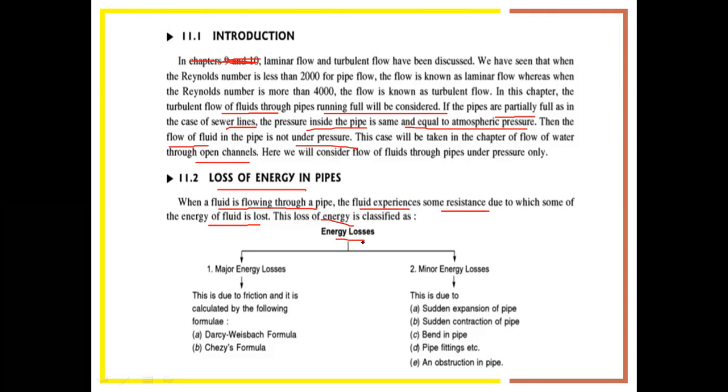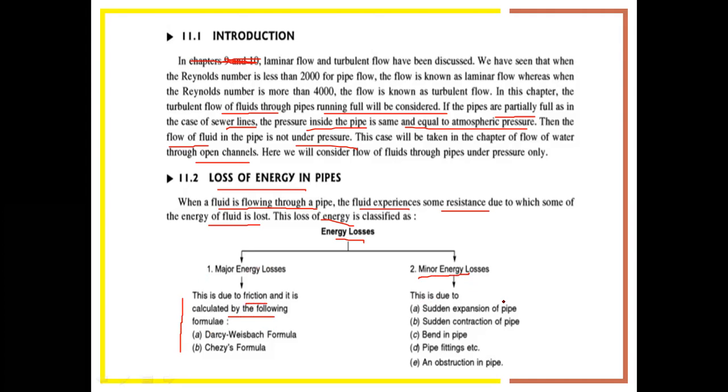The energy losses are classified into two types: one is the major energy loss, the other is the minor energy loss. The major energy loss, which we have discussed, is given by the Darcy-Weisbach equation and Chezy's formula. This is due to friction, and it's calculated by the following formula. This happens due to the partially filled pipe.